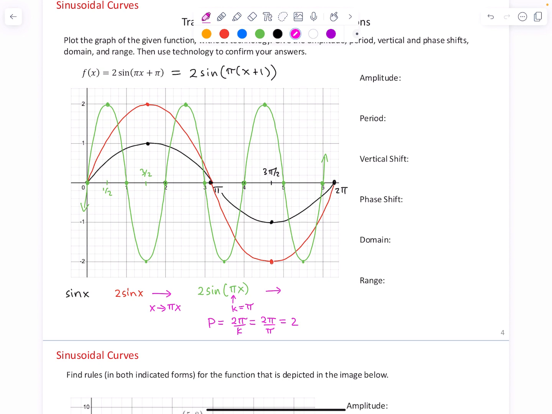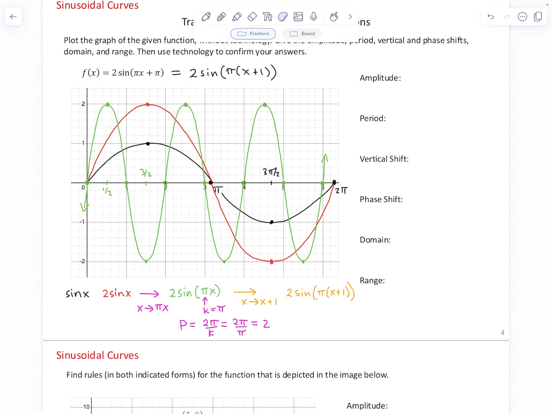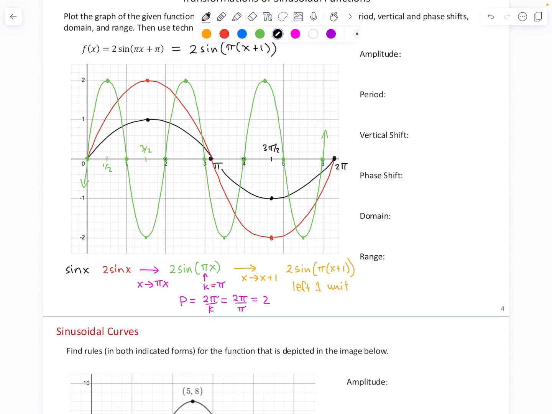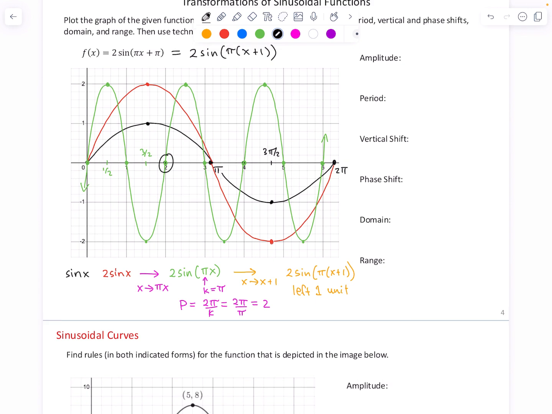And then the final change is to change the x to x plus 1. This will correspond to a phase shift left 1 unit. When I do a phase shift, you need to change the x that you see here in more parentheses to x plus or minus a number according to your phase shift. Of course, if you now remove the inner parentheses by distributing the pi, you will see this expression up here. So we're going to shift the green graph left 1 unit. Focus on this point right here and move it left 1 unit. That should move it to this location.